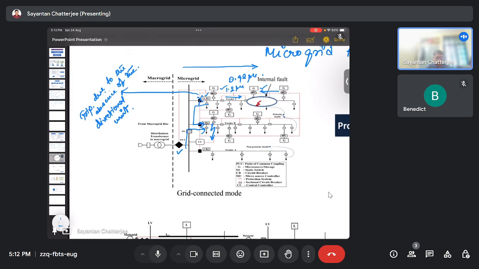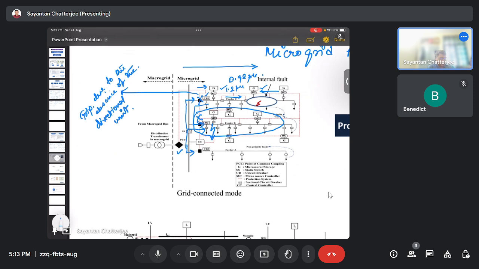not accepted at all. So if we had a directional unit being placed here, then that would have resulted in an isolation from this end, and this breaker wouldn't have been tripped. And if this breaker is tripped, then this feeder is out of operation, and from the point of common coupling, the grid can also feed this part, also this part, etc.